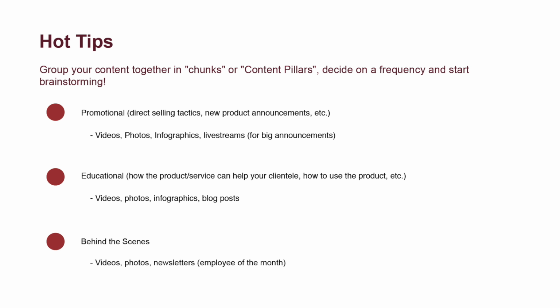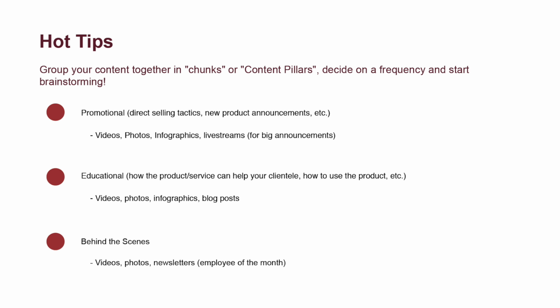The final tip that I would like to give you today is that it helps to group your content together into chunks or content pillars, as we like to call it. Decide on a frequency and then start brainstorming. So for instance, at CBDC Blue Water, we try and make 3 posts on social media a week. In our case, we do a promotional post. So here we do use direct selling tactics. We could launch a new program. Maybe we have a new loan available for different types of business owners. So we still like to use promotional messages, but it should be limited.